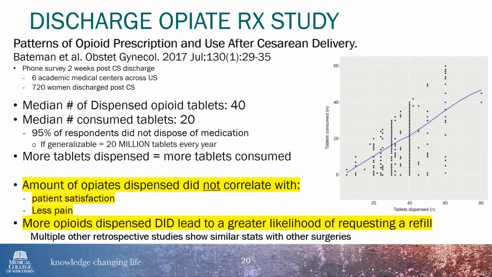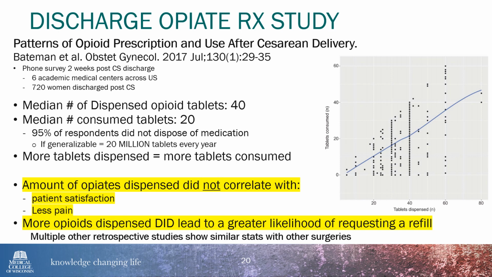Another really interesting way to look at this data is one study published in the Journal of Obstetrics and Gynecology, the Green Journal. That's kind of the main journal for the OB world. In 2017, they looked at C-section discharges. They did phone calls over 6 academic medical centers, 720 women discharged from C-sections. They found that the median number of opioid tablets dispensed to women after the C-section was 40, but the median number of consumed tablets was 20. 95% of the people that were polled did not safely dispose of their opioids in any way.